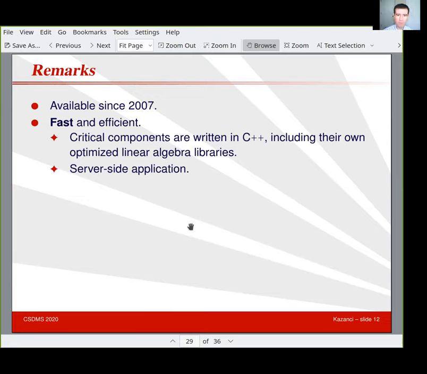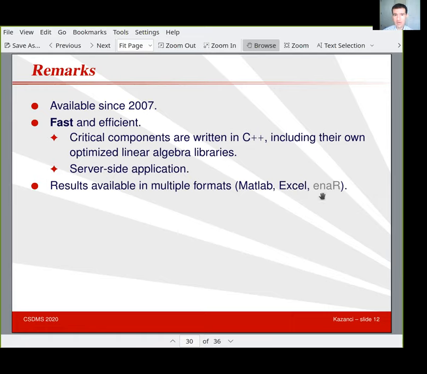Its critical components are written in C++. That's why it's fast. And it's a server-side application, meaning that it does not run on your computer. You can run it from your cell phone. It will run at almost the same speed because it does not use your cell phone's computational resources. And its results are available. Also, you can export the results to MATLAB in a spreadsheet format.